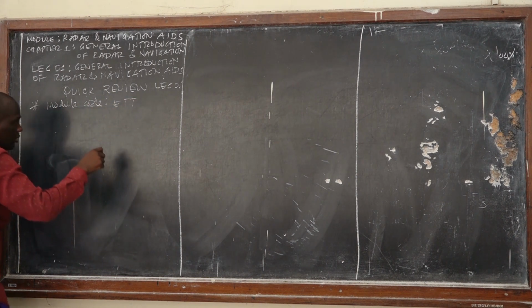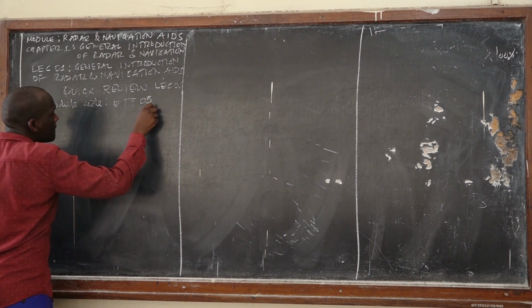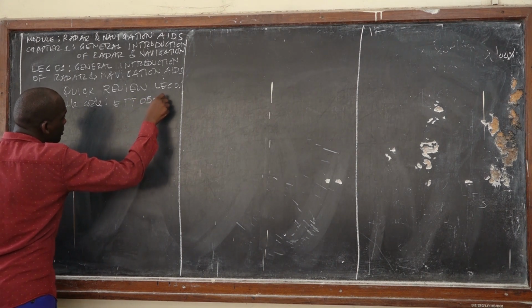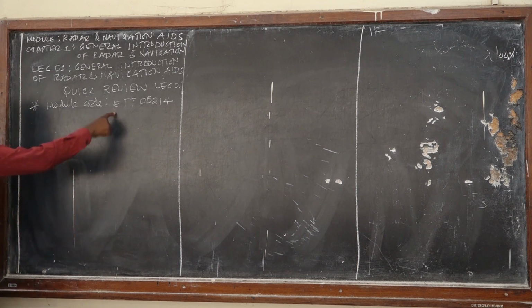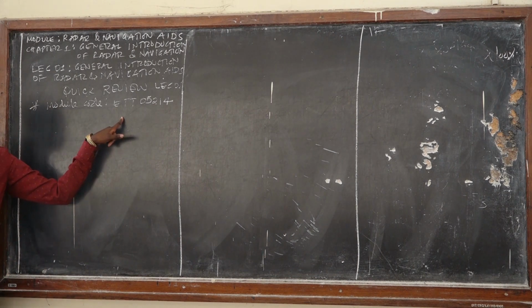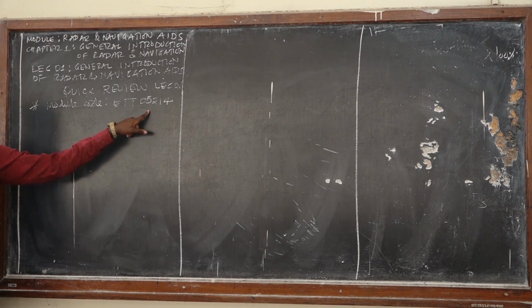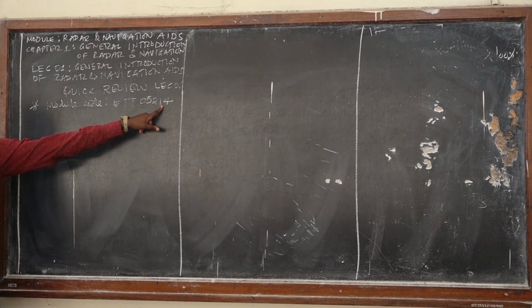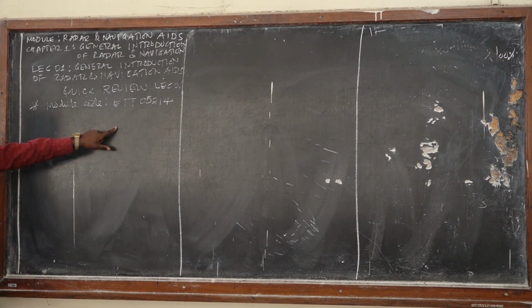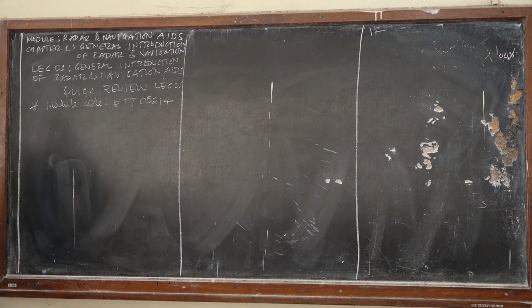ETT 05 214. E stands for electronics, T stands for telecommunication, T stands for technician, 05 stands for NT level 5, then 2 stands for second semester, 1 stands for how many times the curriculum has been reviewed, and 4 stands for the module code number in the curriculum. Right? That's the first key point.